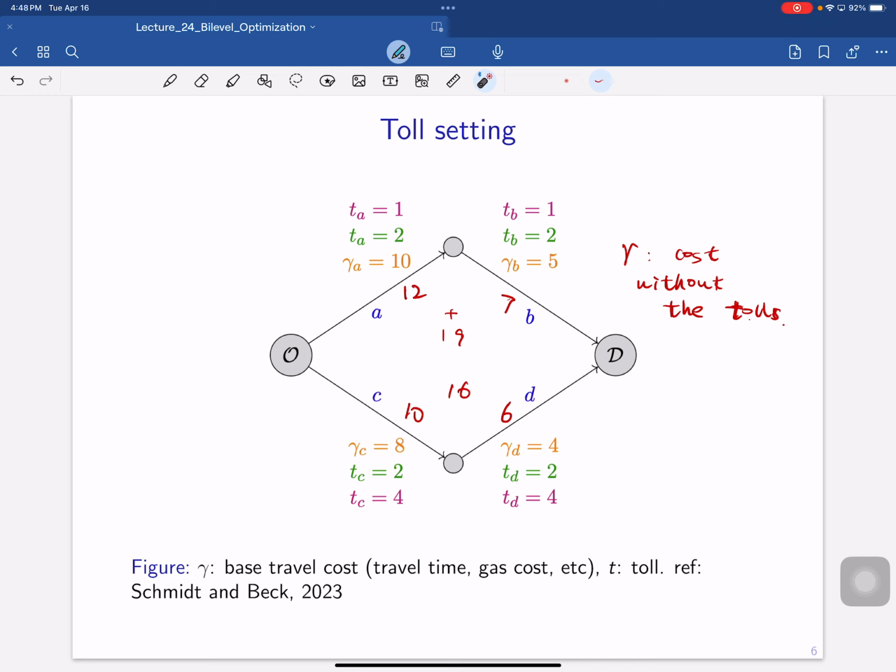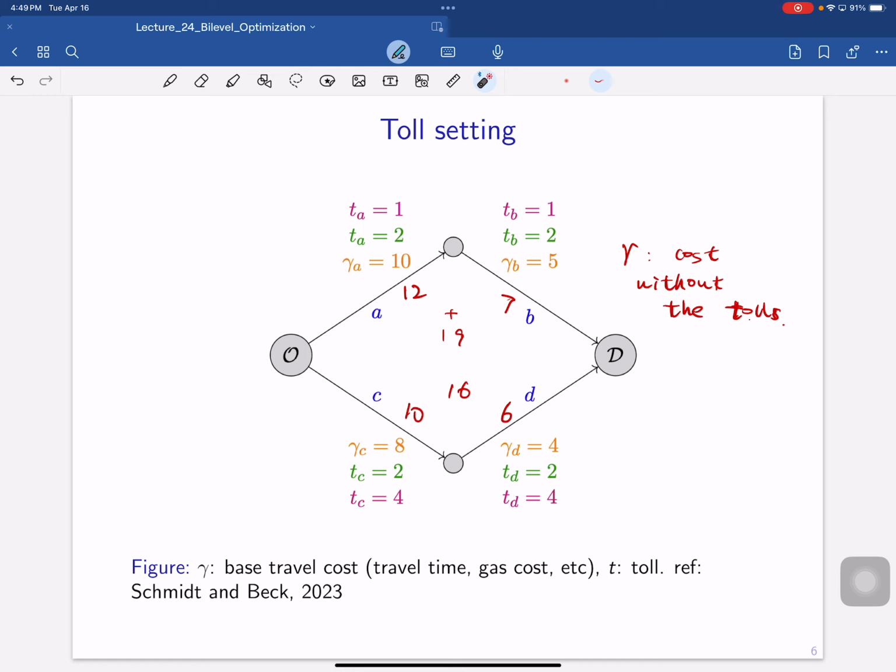If you have a shortcut, usually the toll is higher, right? Let's say, for example, you travel from here to Chicago, there's a tollway, right? And that saves you maybe like 10 minutes or so, or you pay a couple more dollars. So here, as you can see, if the toll setting agency sets the tolls to be 4 and 4 and 1 and 1, then you will perhaps choose the route AB, since in total you are going to have a less cost than travel through CD. Okay.